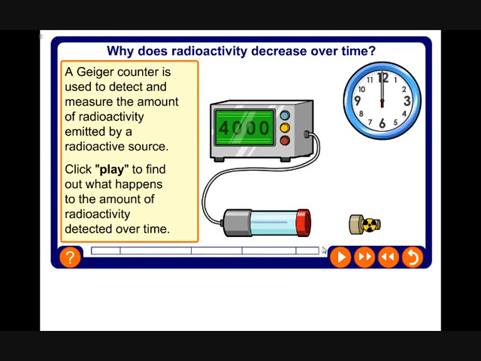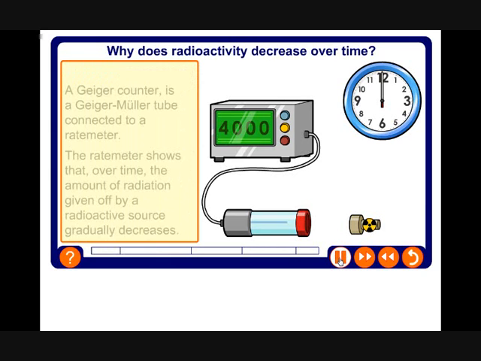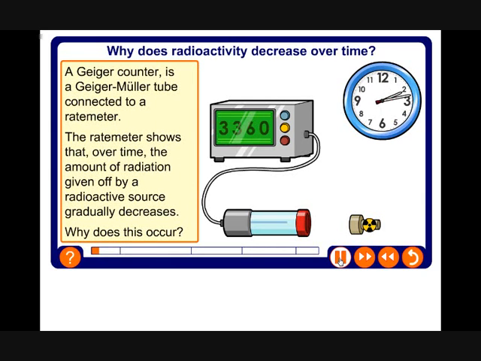So why does radioactivity decrease over time? If you imagine this source here, if you were looking at the count rate, this is showing 4,000. So if I just start off this little animation, if we imagine over time, then this count rate would drop. If you actually had a Geiger counter connected to a rate meter which shows the radioactivity coming from the source, if we noted it over time, it started at 4,000, and after however many hours or whatever we were timing, you would notice that it would start to drop.